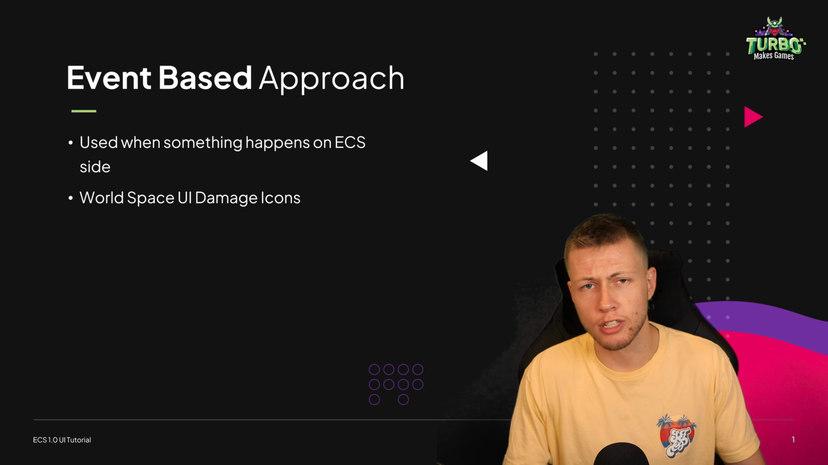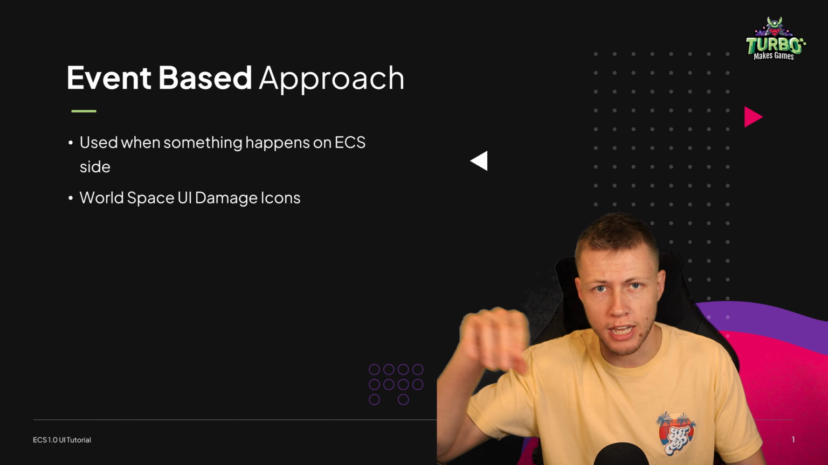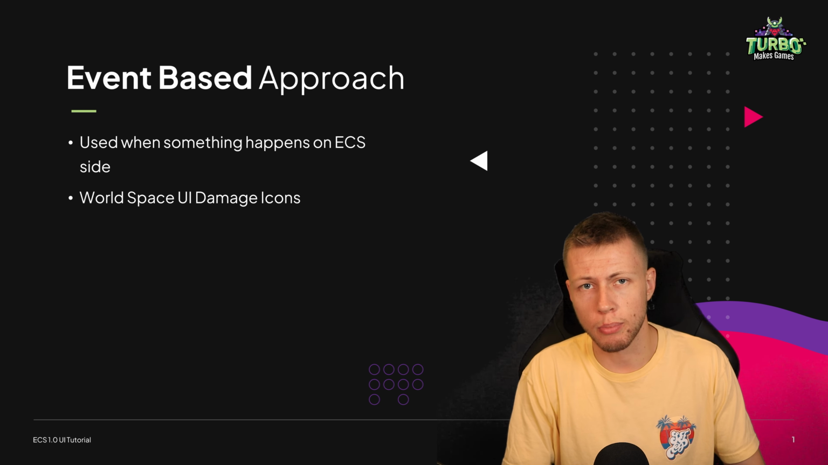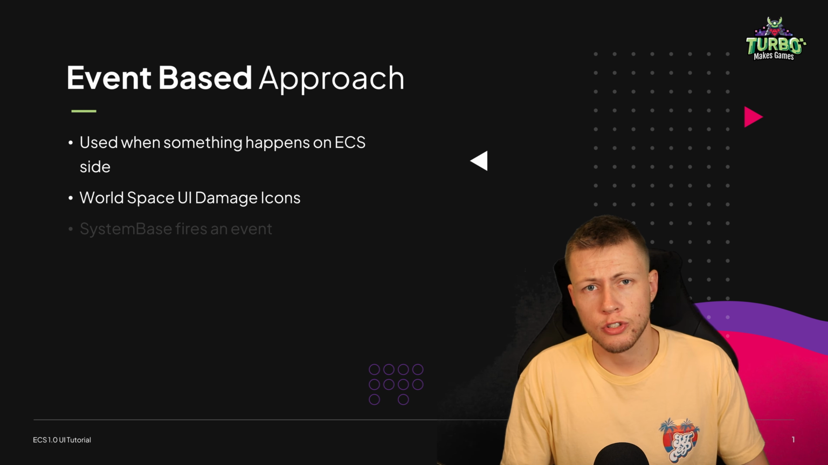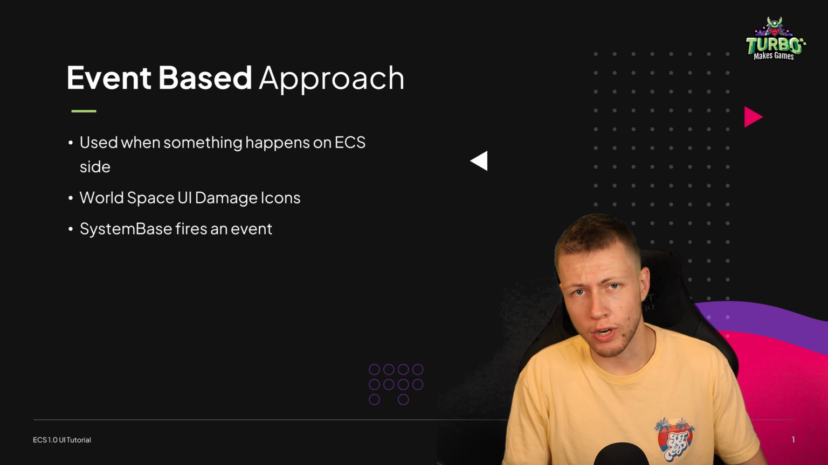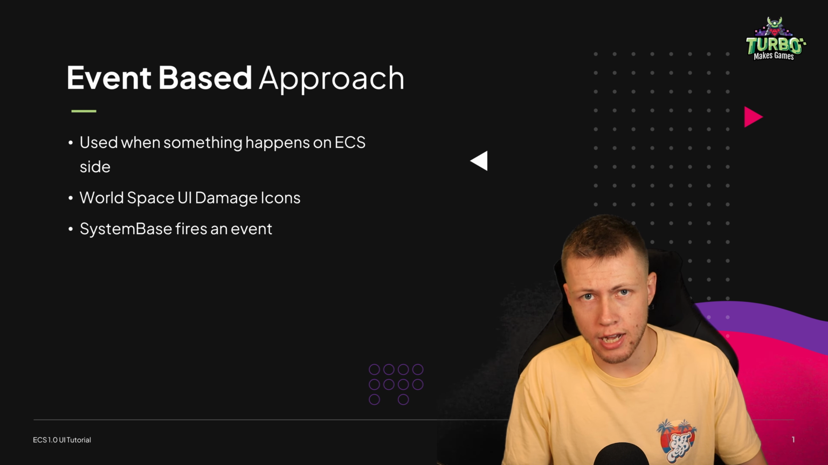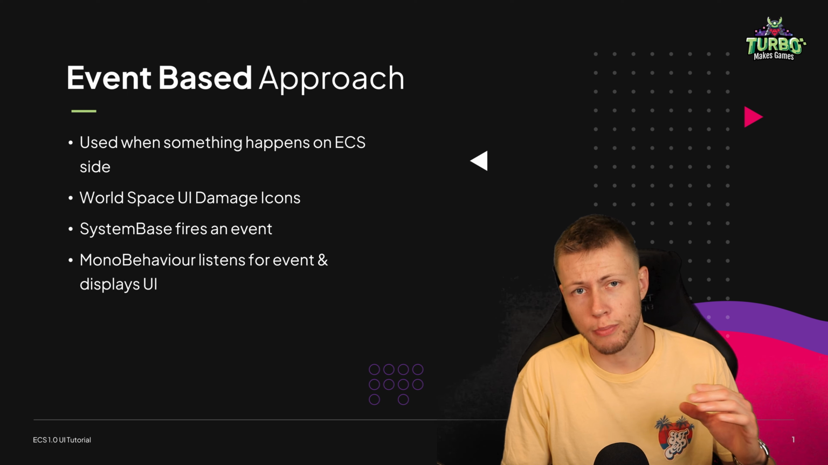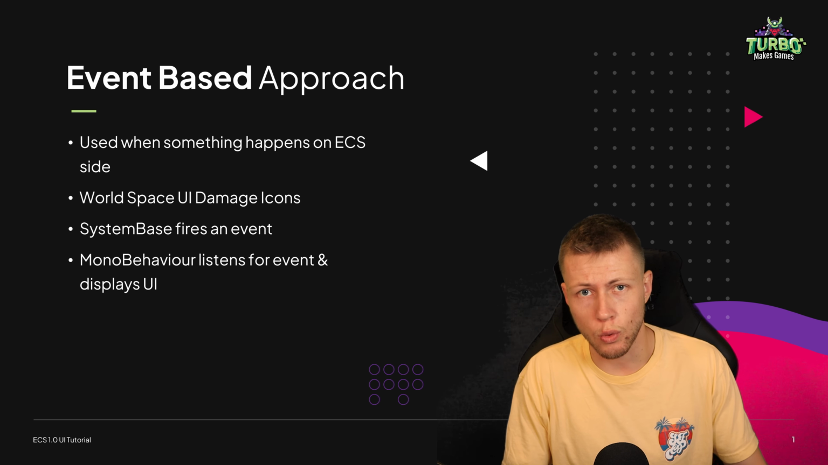So we're going to be using this for all our world space UI damage icons, the damage icons that pop up above the enemy's heads when we hit them with the projectiles. And this is also what we're going to be using for the +5 experience when a player actually finishes off one of the enemies. So we're going to have a SystemBase over on the Unity ECS side, and this is what's actually going to be dealing damage to the enemies and granting the player experience at the appropriate times. Also, it's going to fire off regular C# events, and these MonoBehaviours are going to listen for the events, and those MonoBehaviours are what's actually going to spawn the UI elements into the world.